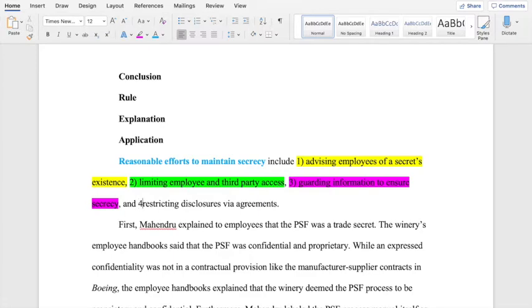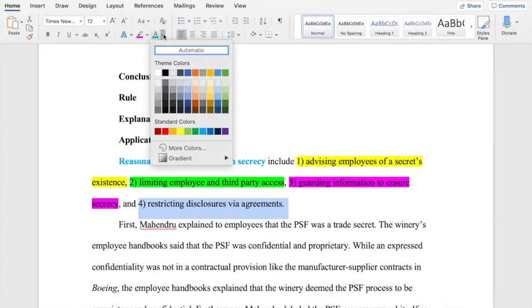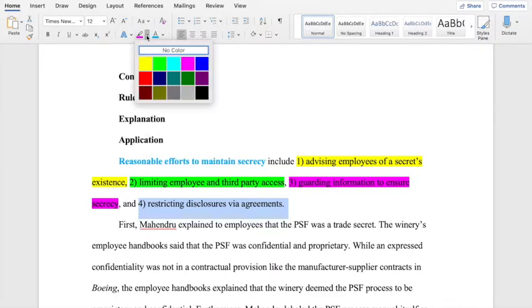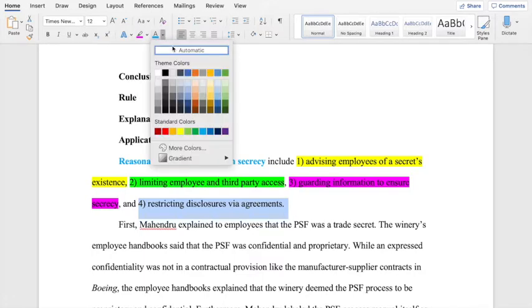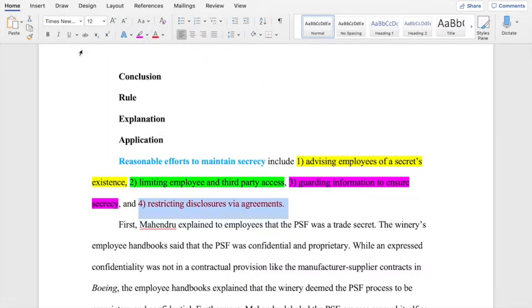And then finally, restricting disclosures via agreements. I think we will just change the font color on that one. Let's make that a nice bright red, bold red.